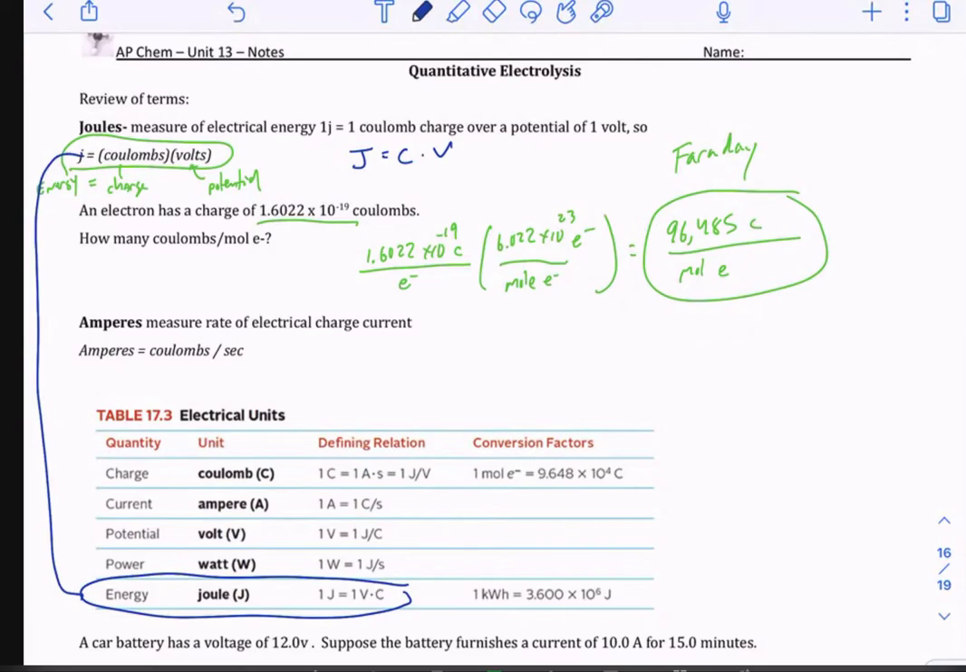What else do we need to know? We need to know what amps, amperes, are. Amperes are the rate of electrical charge current. And like a rate, like miles per hour, it's coulombs per second. Because it's involving the time component, we could solve for how much time it takes based on the amperage and the charge. So this equation for current is reiterated here.